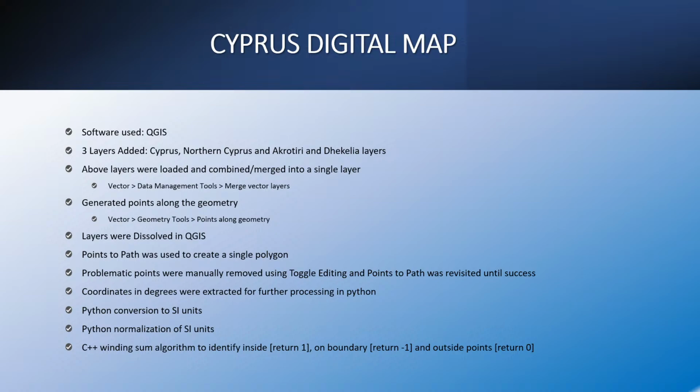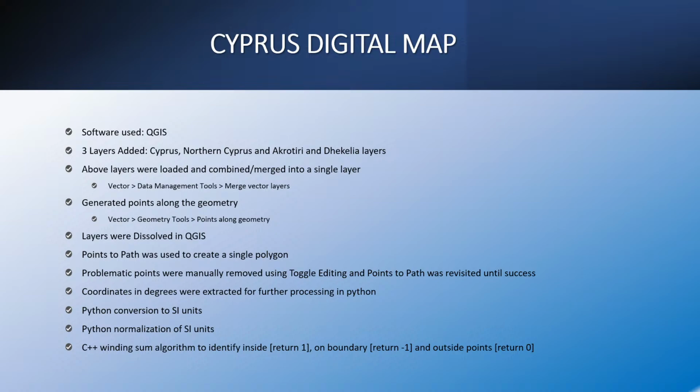The points to path option was used to create a single polygon. Any problematic points were manually removed using toggle editing, and points to path was revisited until success. And the coordinates in degrees were extracted for further processing in Python.